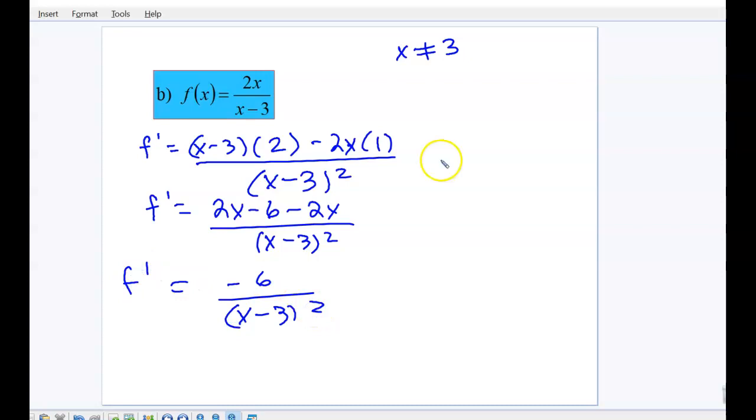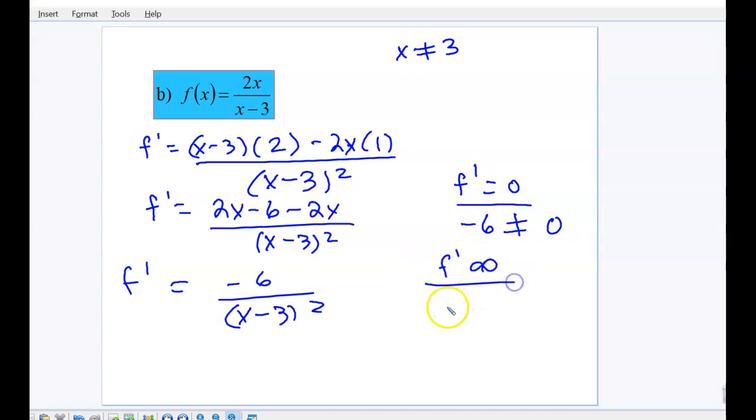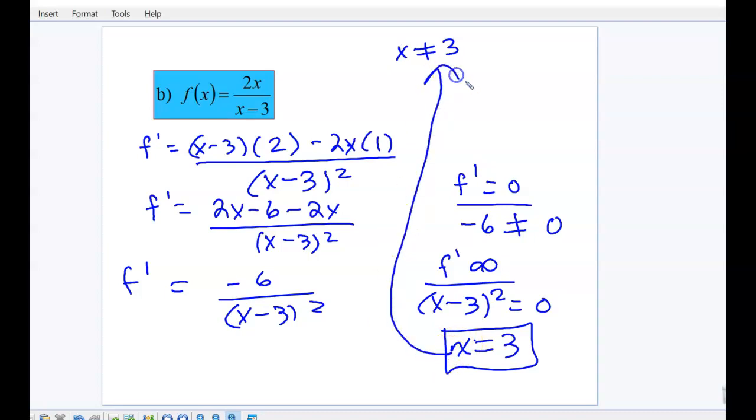If I want to figure out a critical number, what makes the derivative 0, I would set the numerator to 0, and negative 6 equals 0 has no solution, so there are no values that make the derivative 0. To figure out what makes the derivative undefined, it's when the denominator, (x minus 3) squared, equals 0. When x is 3, that makes the denominator undefined. So 3 could be a possible critical number. Now, it can't be a max or min value because 3 is not even defined in the actual function.